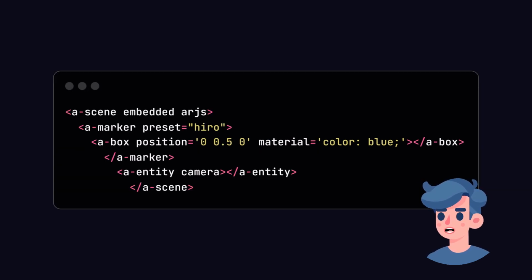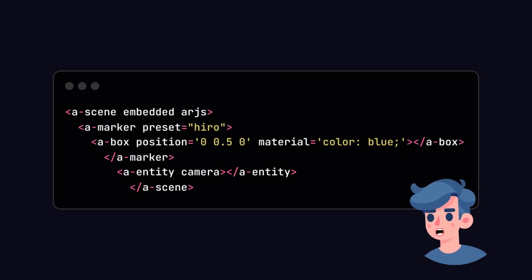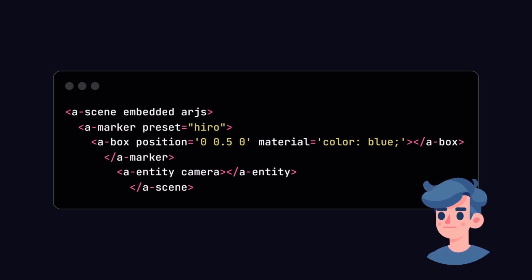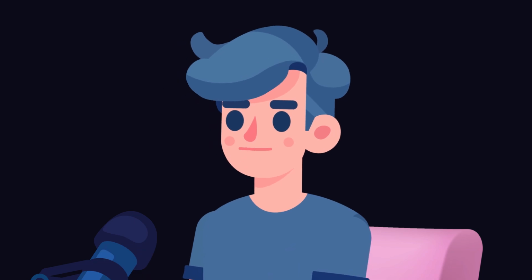This code adds a marker that AR.js will recognize. When it sees the hiro marker, it will place a blue box above it in 3D space. Let's add this snippet inside the a-scene tag in our index.html file. This is the first step to bringing AR to life in your web application.